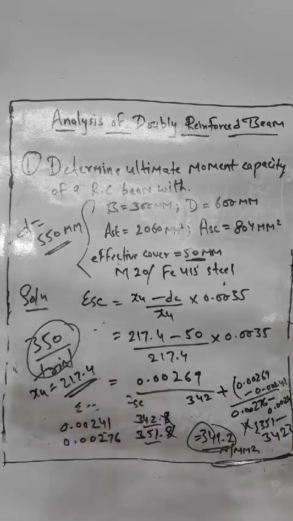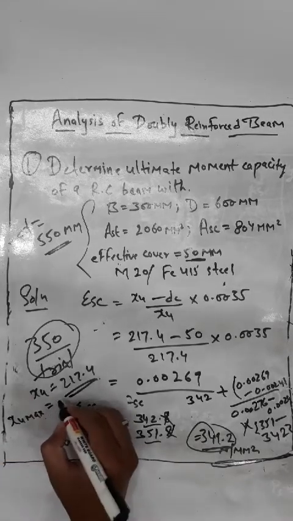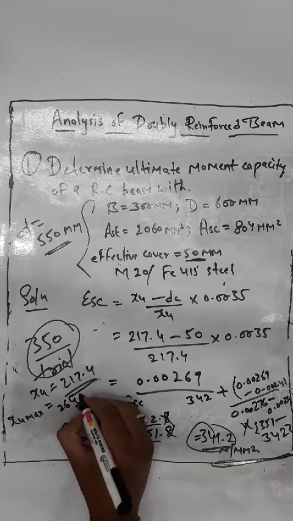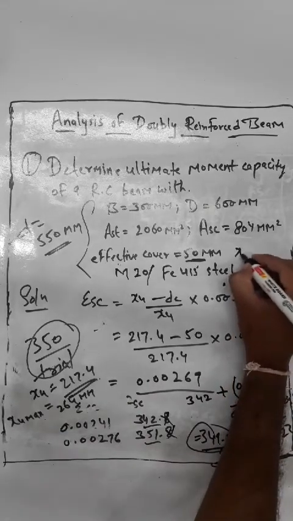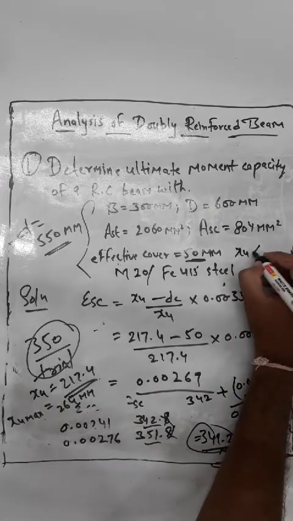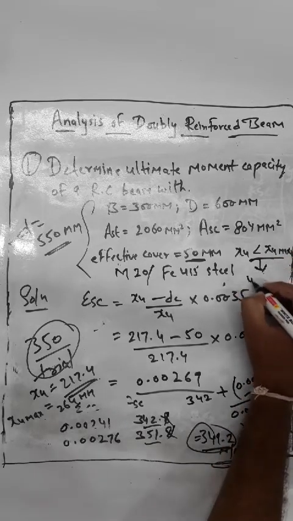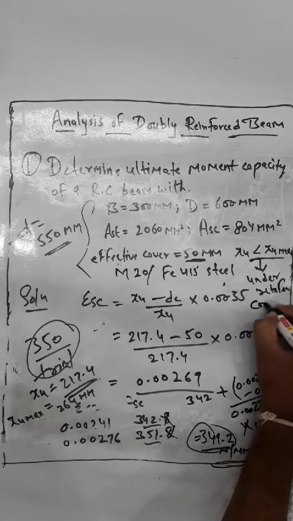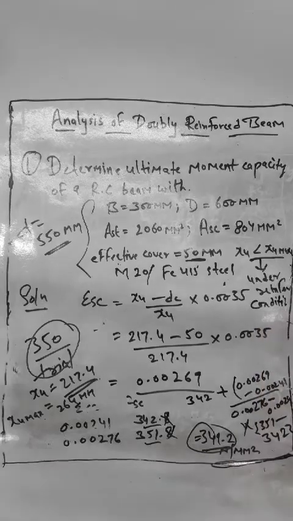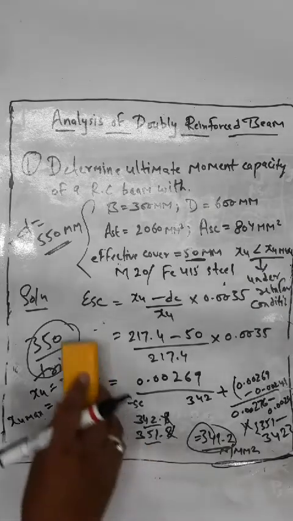So here xu is equal to 217.4, this is our actual depth, and the limiting depth we already found. So our limiting depth, xu max, is equal to 264 mm. That means xu is less than xu max, so this is the under reinforced condition. So for this section we have to find the ultimate moment capacity.